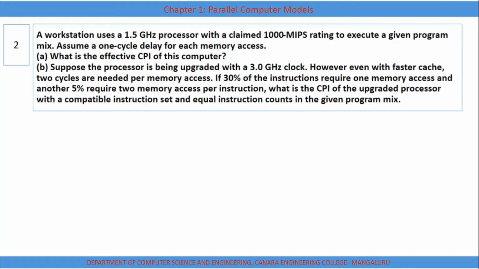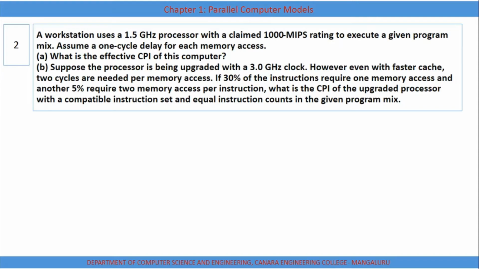Question B. Suppose the processor is being upgraded with a 3 GHz clock. However, even with faster cache, 2 cycles are needed per memory access. If 30% of the instructions require 1 memory access and another 5% require 2 memory accesses per instruction, what is the CPI of the upgraded processor with a compatible instruction set and equal instruction count in the given program mix?